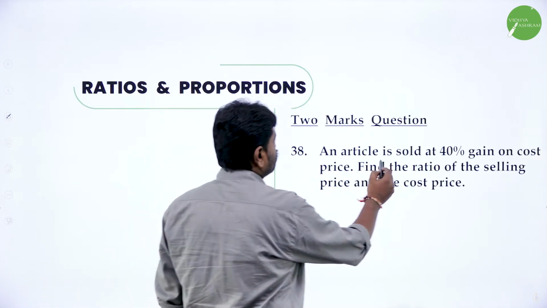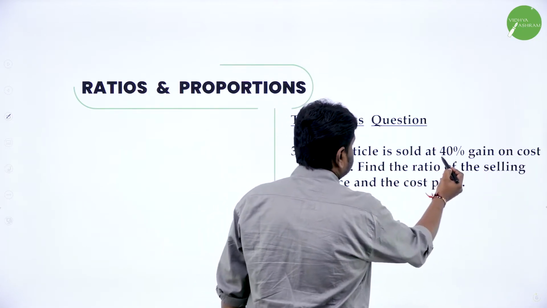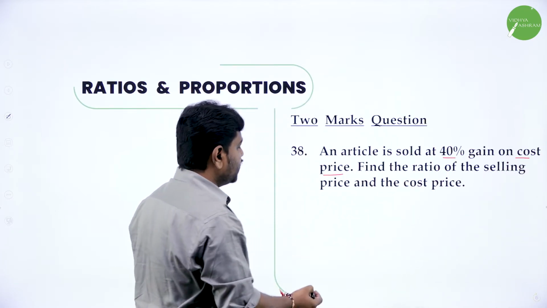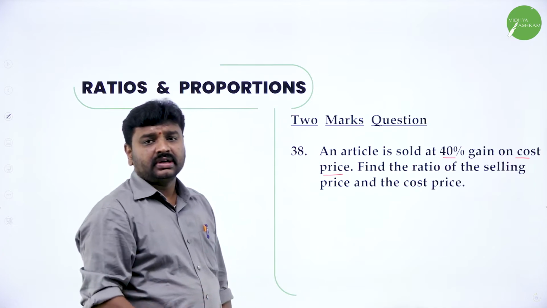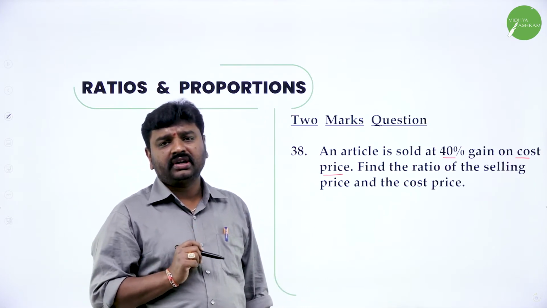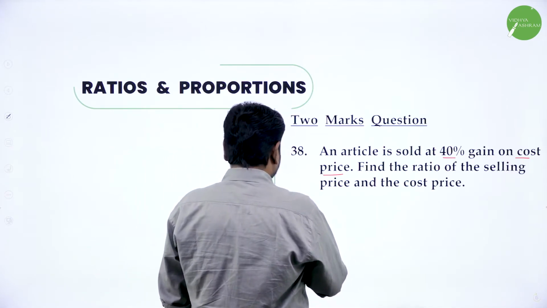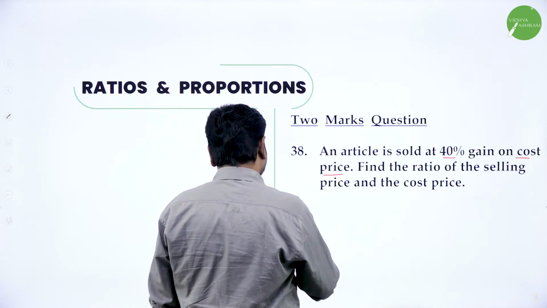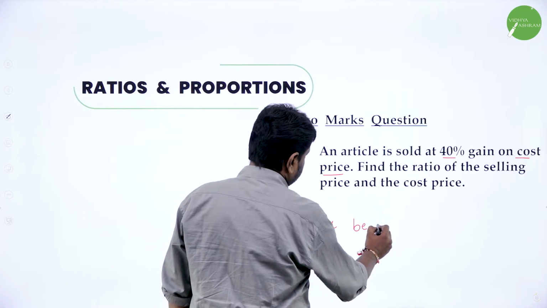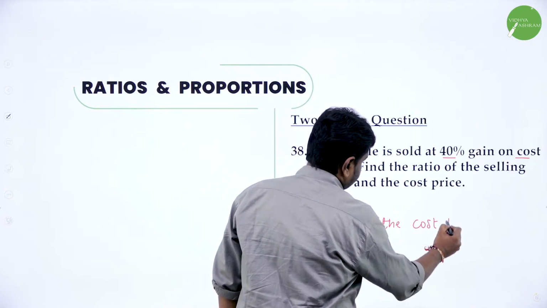An article is sold at 40% gain on cost price. Find the ratio of selling price and cost price. So they told at what rate they sold, and they wanted to find the ratio of selling price by cost price. So dear students, they have not given cost price. So first assume, let x be the cost price.